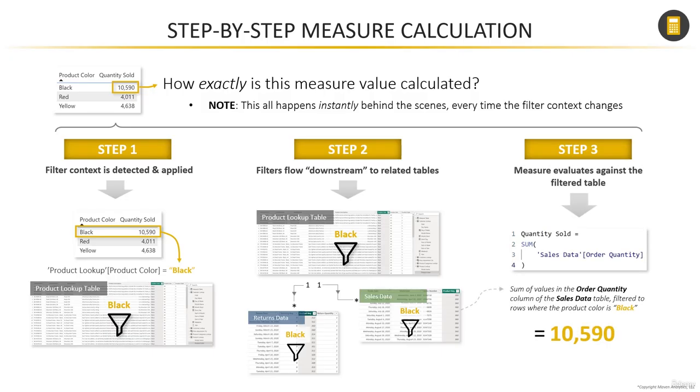And that brings us to step three, which is when the measure formula actually evaluates against the filtered table. So the measure that we're looking at here is essentially summing all of the values in the order quantity column within the sales data table, but not the whole sales data table. It's only summing the rows of the filtered down version where the product color is black. And as a result, the sum of quantities sold is based on the number of rows that exist after that filter context has been applied, right? And that's where you derive that 10,590 from.